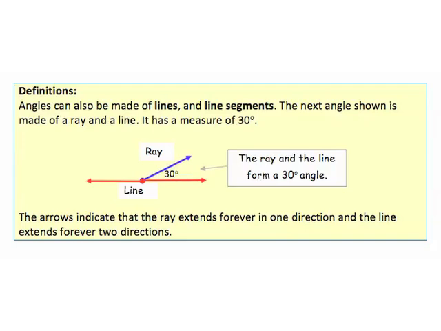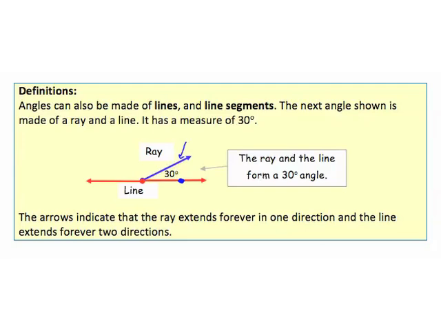Now let's take a look at a couple more definitions. Angles can also be made of lines and line segments. The next angle shown is made of a ray and a line. It has a measure of 30 degrees. Notice here we have the ray, which starts at one point and goes on forever. And then down at the bottom we have a line. This angle of 30 degrees also could have been made with a line segment. Let's say if I had stopped this line right there, we would have had this line segment and a ray. They also could be used to form this angle of 30 degrees.